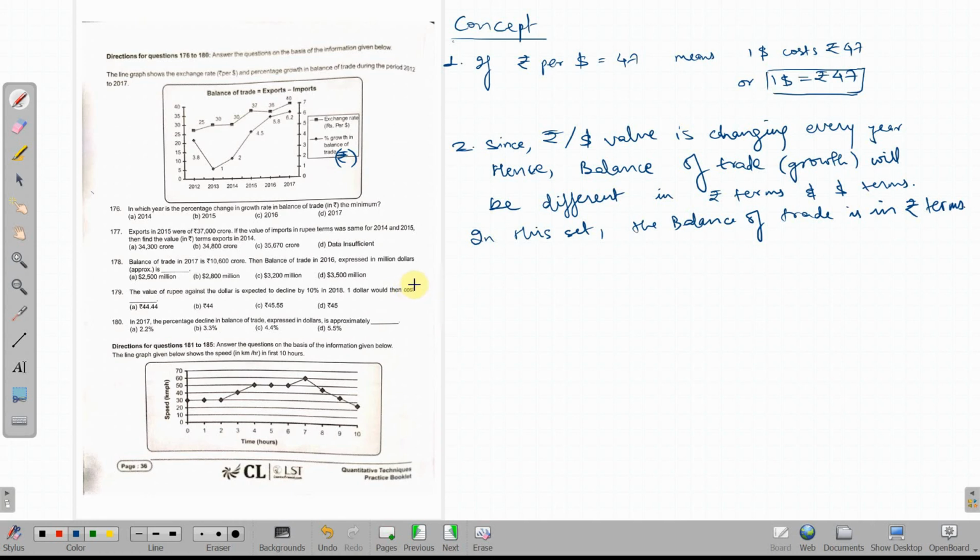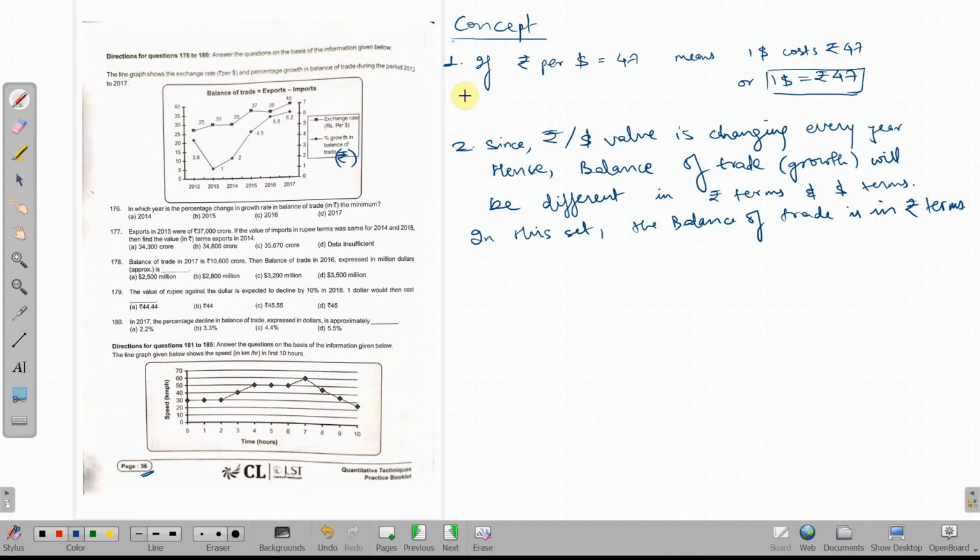Hi students, so this is another doubt that I had got from your quantitative techniques practice booklet. This is from page number 36. Many students had asked me this doubt, hence I'm making this video for them. If you've not solved this set, I'd advise you to go to this page and try solving this question and only then look at the solution.